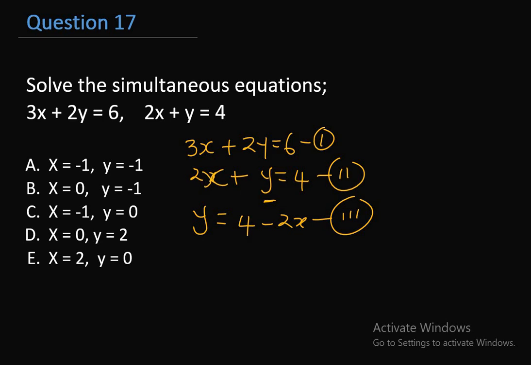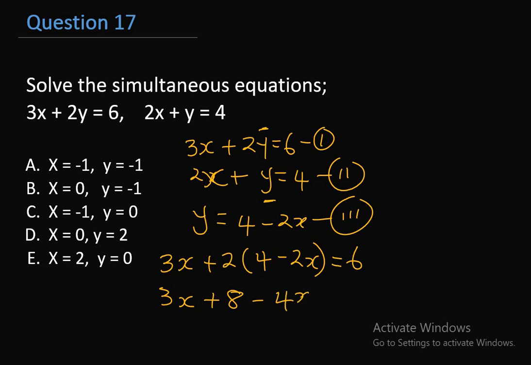I'll now go to equation 1, where I have y. I'll replace it with 4 minus 2x. So from equation 1, 3x plus 2, where you have y, replace it with 4 minus 2x, equal to 6. 3x plus 2 times 4 is 8. Break the bracket. 2 times minus 2x will give you minus 4x equal to 6. So this will give me, collect like terms, 3x minus 4x equal to, move plus 8 to the right hand side. It will give me 6 minus 8.